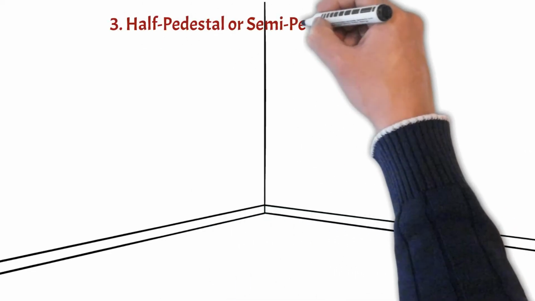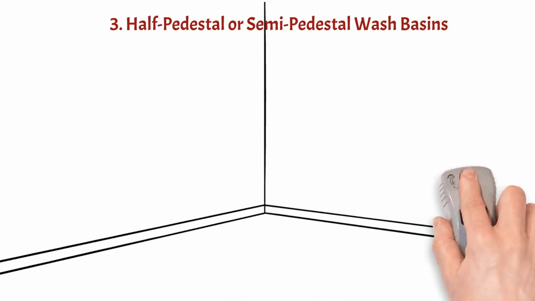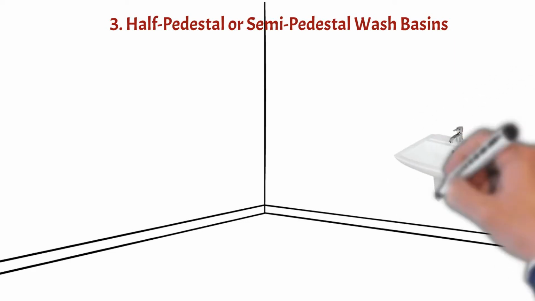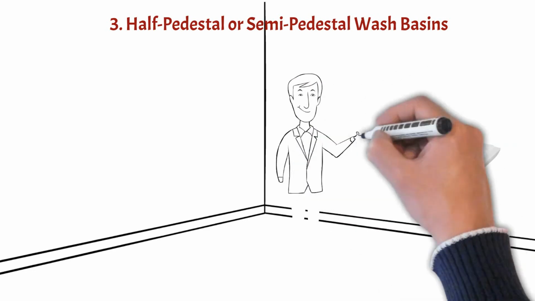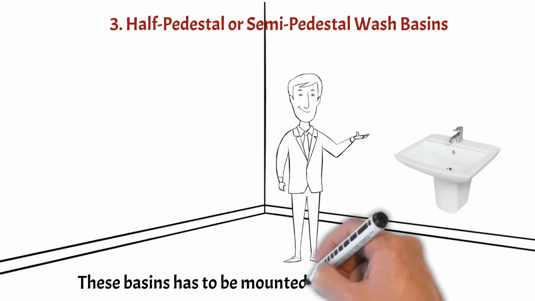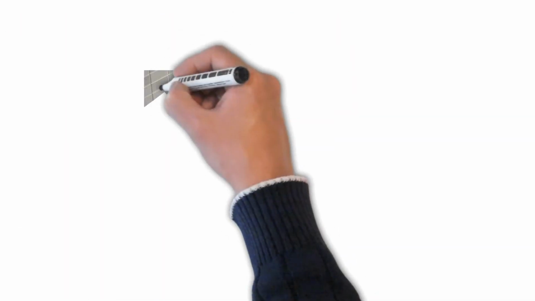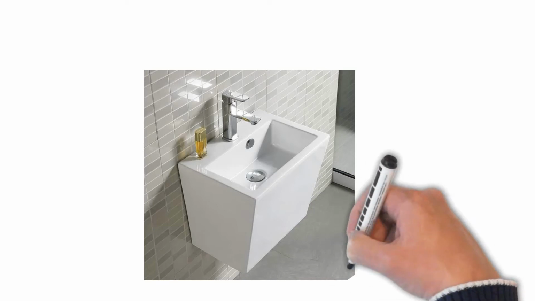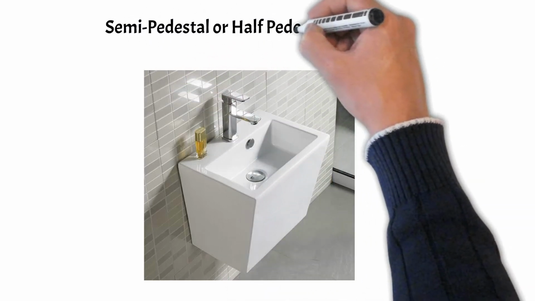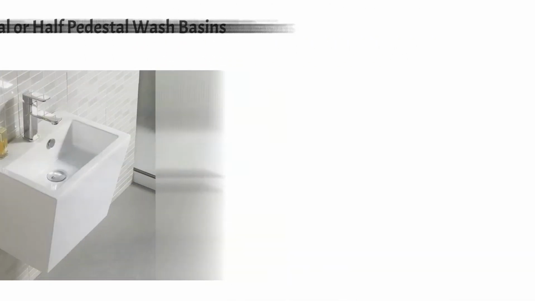Number 3 is semi-pedestal wash basins. A semi-pedestal wall-mounted basin has a wide hollow area below it to cover waste pipes and plumbing fixtures, and also leaves more visible floor area, making the room feel bigger. In order for a wall-mounted basin to work in your space, all the plumbing, including the waste, must be positioned inside the basin's pedestal area in order to have a clean look.